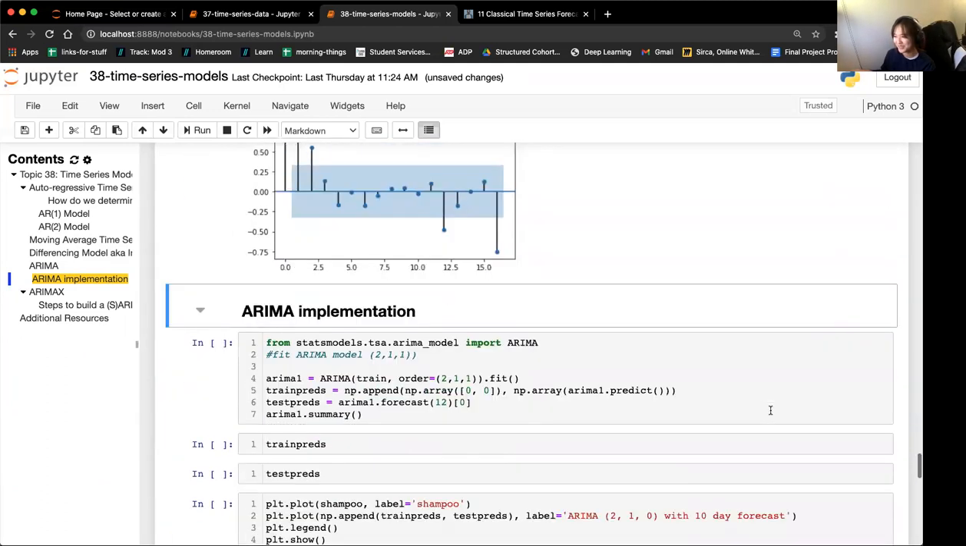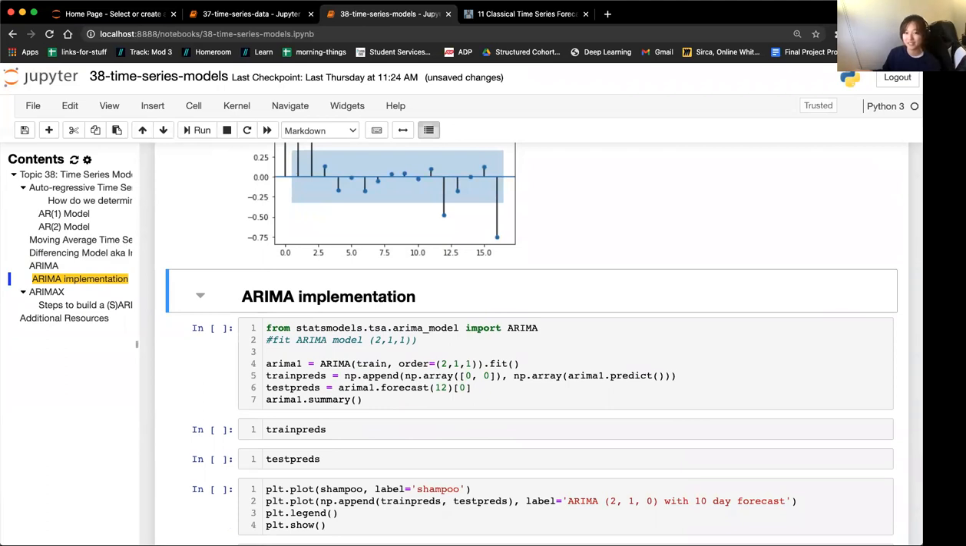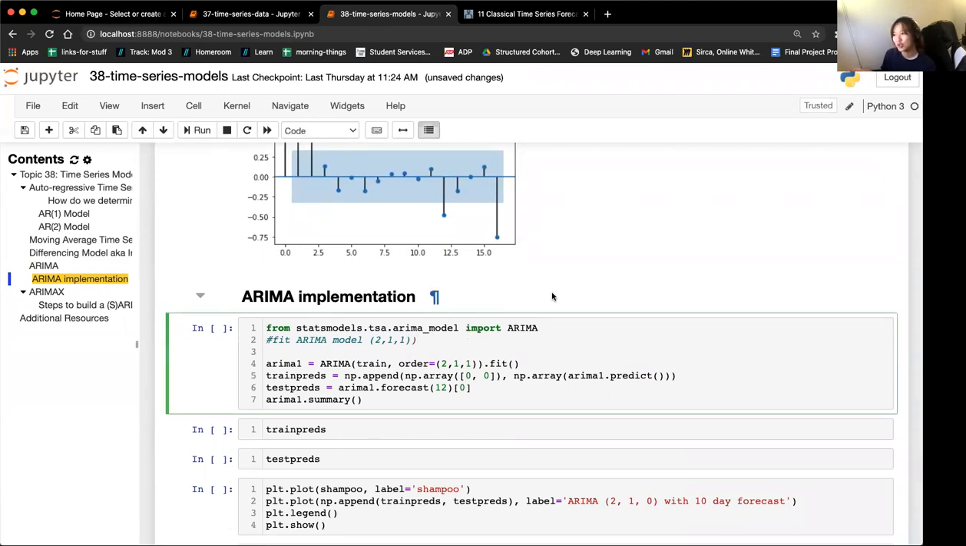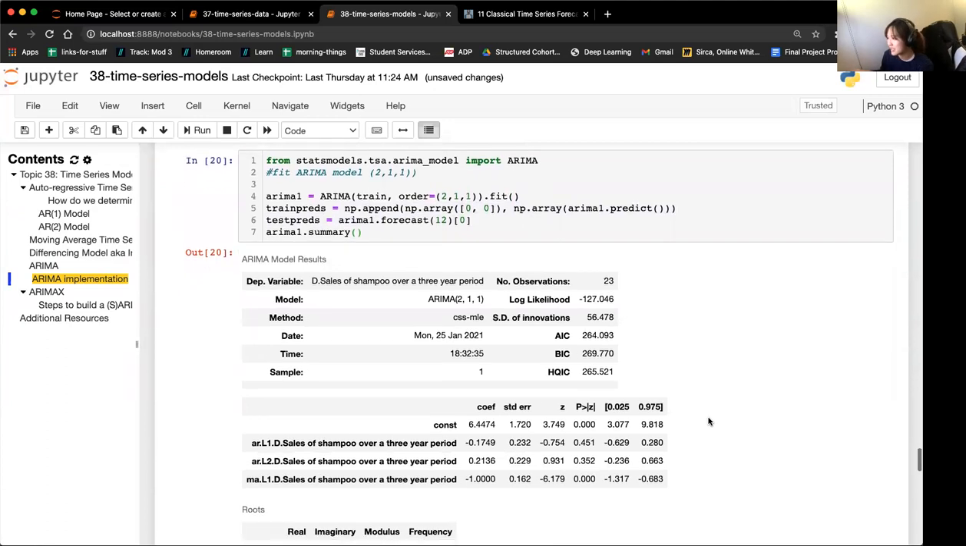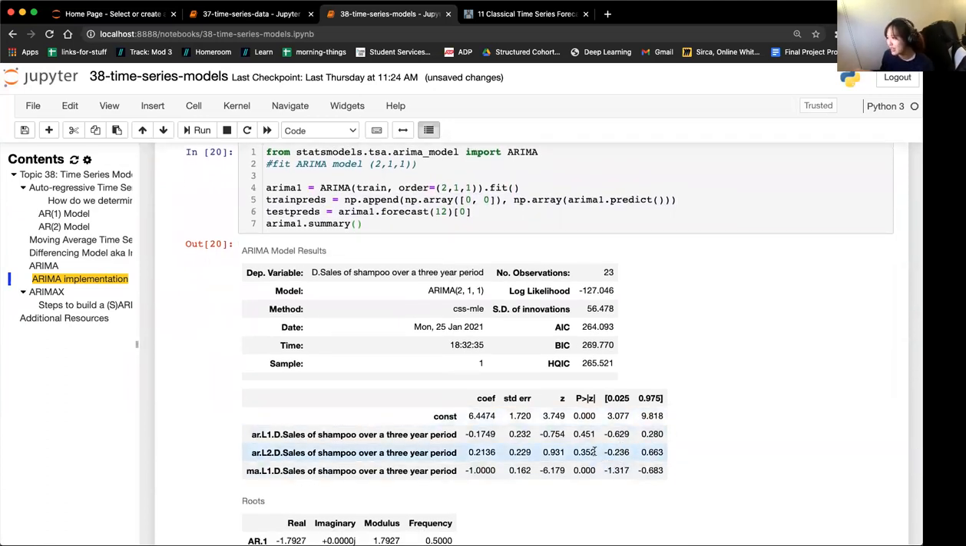Anyways, we're going to run the model, so we'll see. This is a really quick example. Let's just fit a 2-1-1 model. Basically, that means two autoregressive terms, differenced once, and one moving average term. So you can see 2-1-1. We're going to do a dot fit. And then this is just me getting the predictions and forecasting. So really quickly, you can see here, all right, not everything is super great. This moving average term seemed to help a lot. It has a 0 p-value.